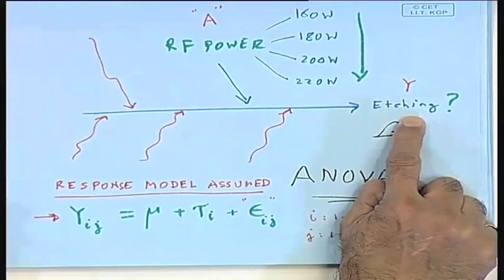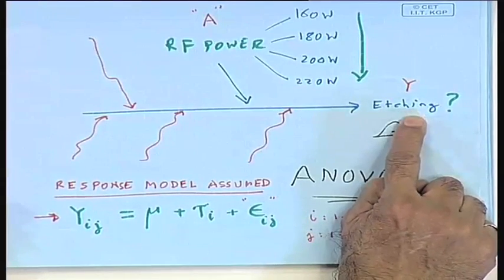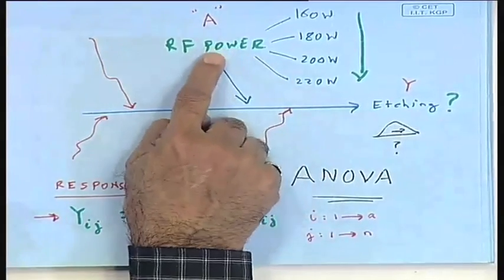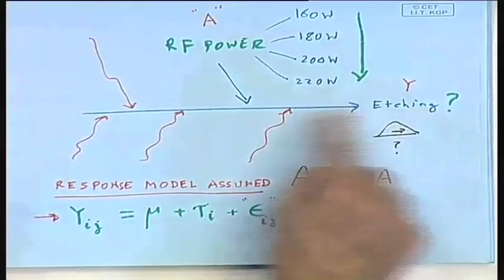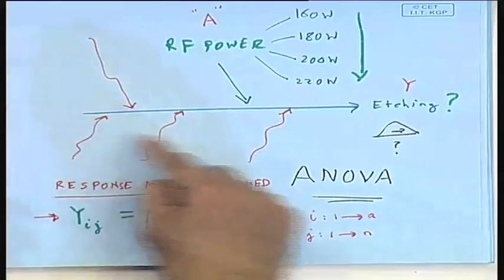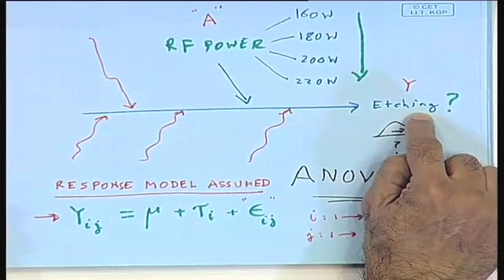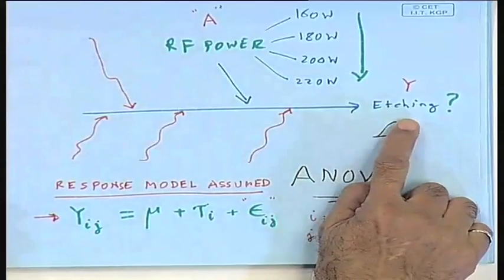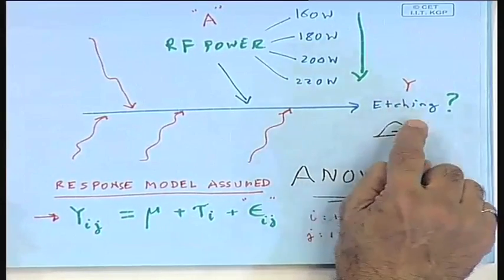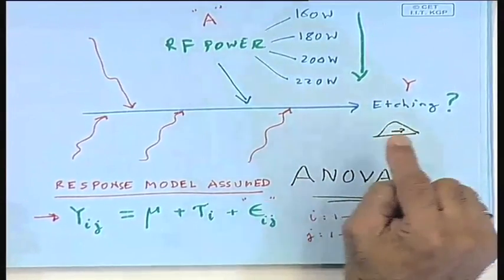I calculate the total sum of squares. I split it up into the part that is caused by the treatment, and whatever remains is the error sum of squares. I work out the mean treatment sum of squares, and I work out the mean error sum of squares. I look at the ratio of those two. That's my F test statistic.